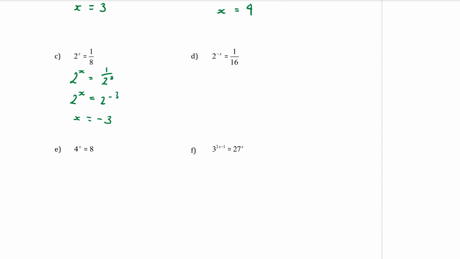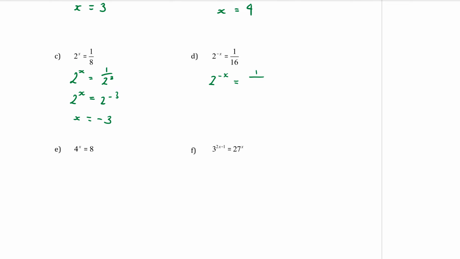All right, let's try that again. Part D is very similar. I have a base on the left-hand side of 2. So let's see if we can change that 16. Don't worry about the 1 for a minute. 2 to the power of what makes 16?